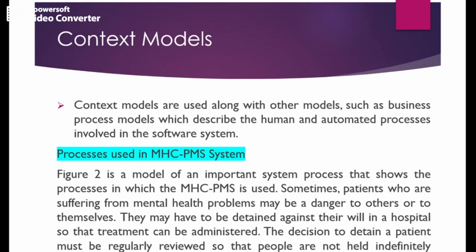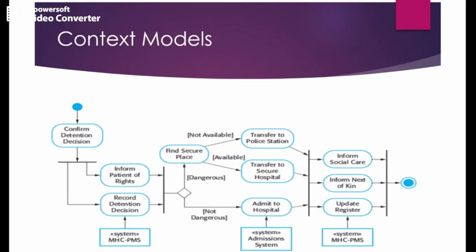Other models means, for example, business process models, which describe the human and automated processes involved in the software system. Okay, so we'll see an example for it. We have the processes used in the MHC PMS system. So we'll see another figure. This is figure 2, which shows the process model of involuntary detention. So look at the representation here.